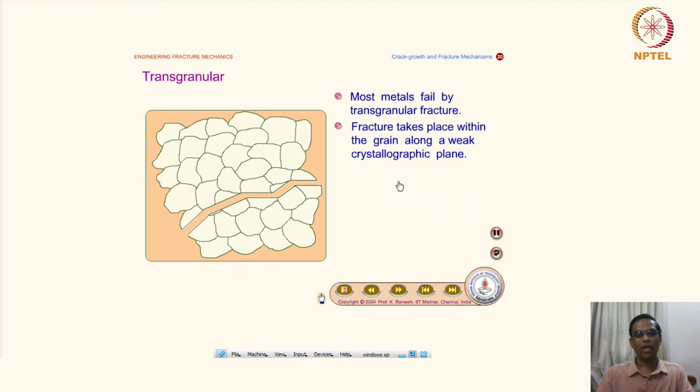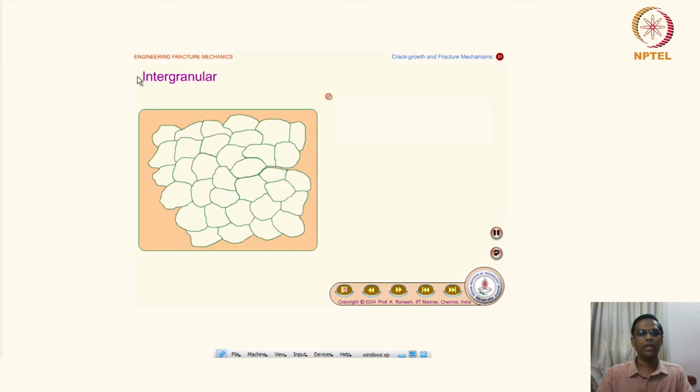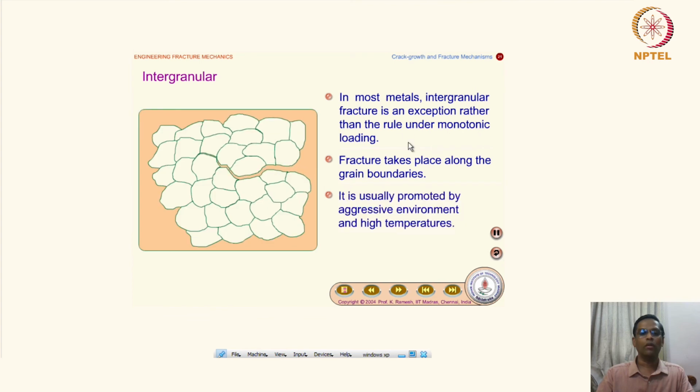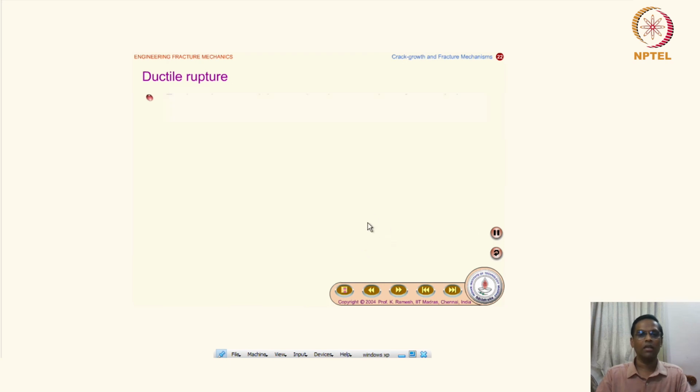And then you can have another type of brittle fracture called intergranular. Intergranular fracture is an exception rather than the rule under monotonic loading. Fracture takes place along the grain boundaries. It is usually promoted by aggressive environment and high temperatures. We have already seen one example, the SCC failure. We have shown that the crack just crossed through the grain boundaries.